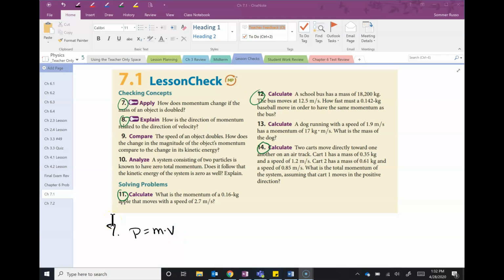We're going to go through the 7.1 and 7.2 lesson checks that I assigned for homework. They are modified lesson checks, so it's not all the questions. I did sort of shrink it down. So let's start with number 7.